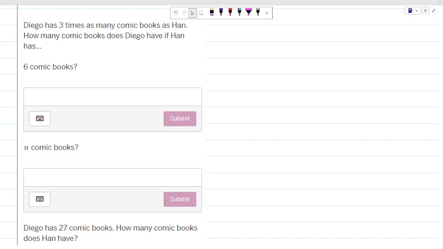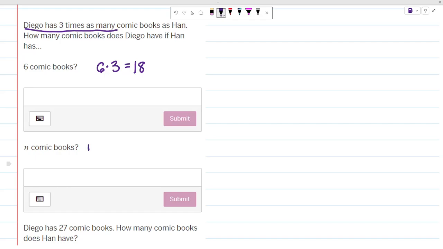It says Diego has 3 times as many comic books as Han. How many comic books does Diego have if Han has 6 comic books? So Han has 6 comic books, and Diego has 3 times as many. So how would we find the number that Diego has? Well, we would take 6 times 3. And what number is that? 18. So that means if Han has 6 comic books, Diego has 18 comic books.